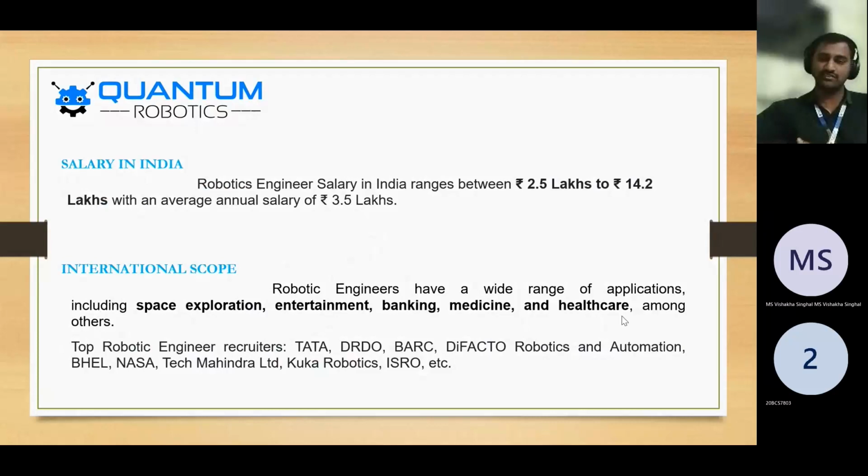We have the best recruiting companies. Tata recruits for robotics, DRDO also recruits, and BARC, automation, BHEL, NASA, Tech Mahindra Limited, Kuka Robotics, ISRO. These are all the companies, and not only that, we have 23-plus companies recruiting in India at the current time for different types of applications.